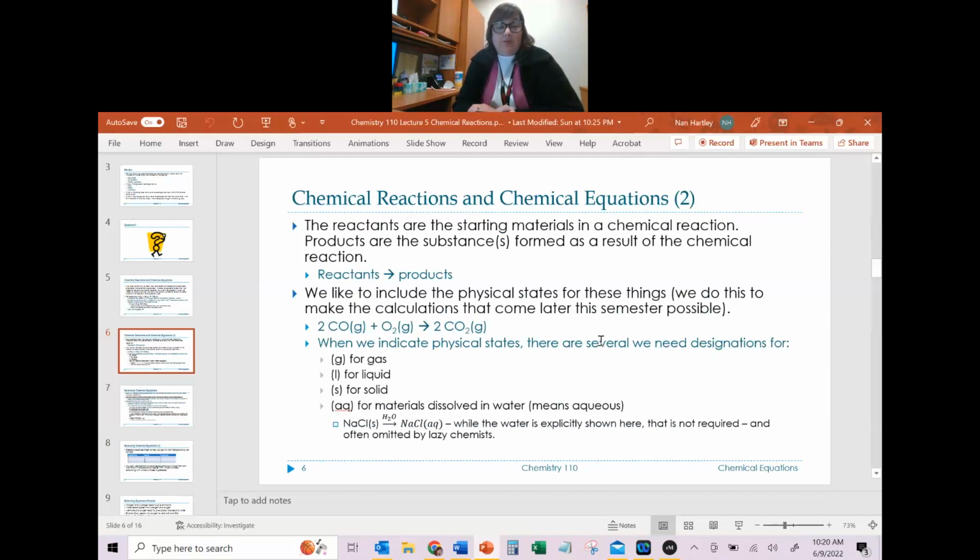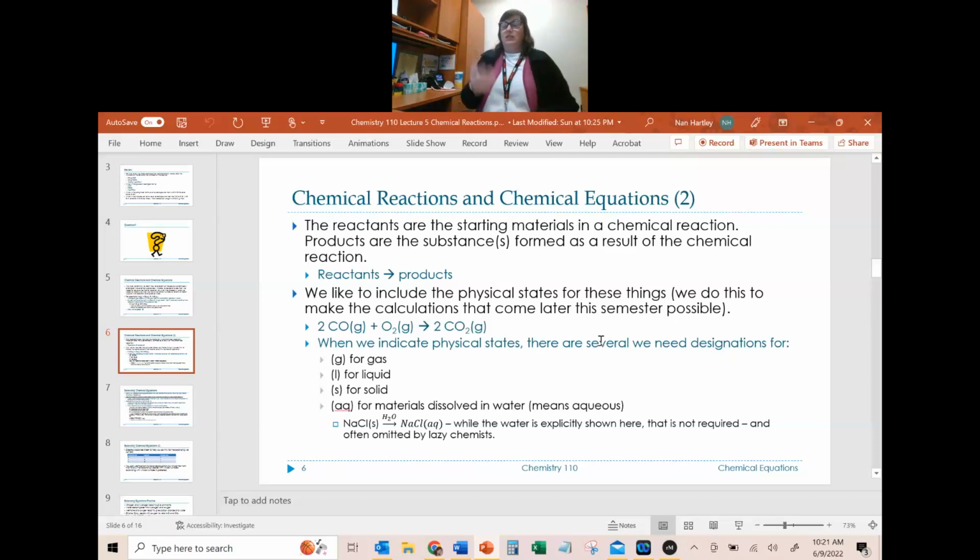All right. So 2CO gas plus O2 gas goes to 2CO2. And of course, we have 2 carbons on the reactant side, 2 carbons on the product side. I have 4 oxygens on the reactant side and 4 oxygens on the product side. So that is balanced. When we indicate the physical states, there are several new designations that we need. So G is gas. We've talked about the gas part for that. L is for liquid. So that's a pure liquid. If we have water and there's something dissolved in it, that is not a liquid.